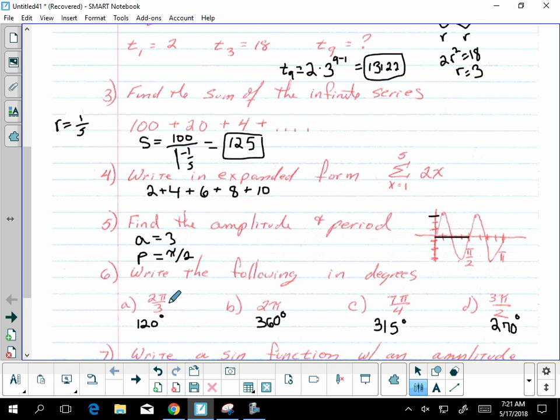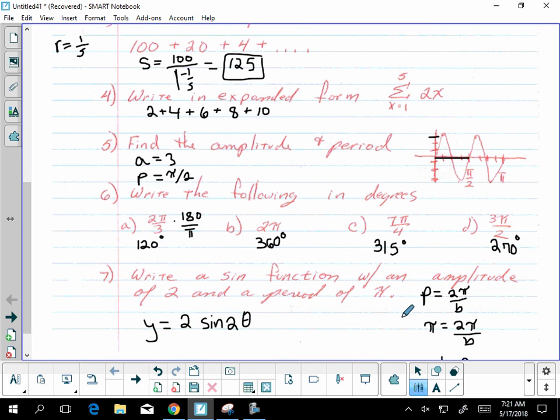Write the following in degrees. You could go about this 2 different ways. You could multiply that by 180 over pi and simplify it, or you could see if you could find that on your unit circle. Either one works.